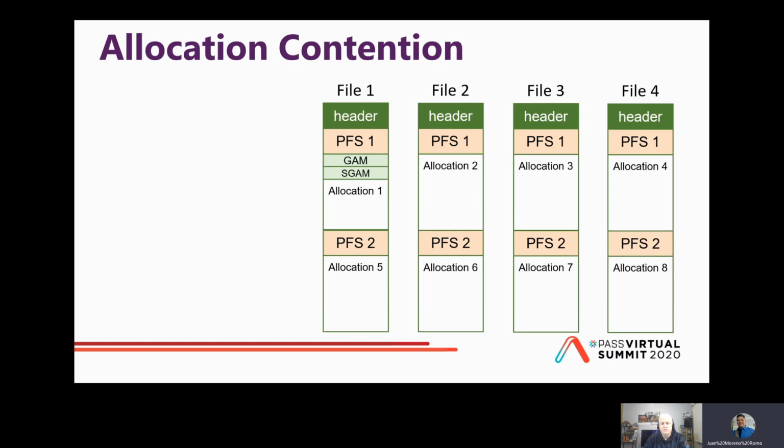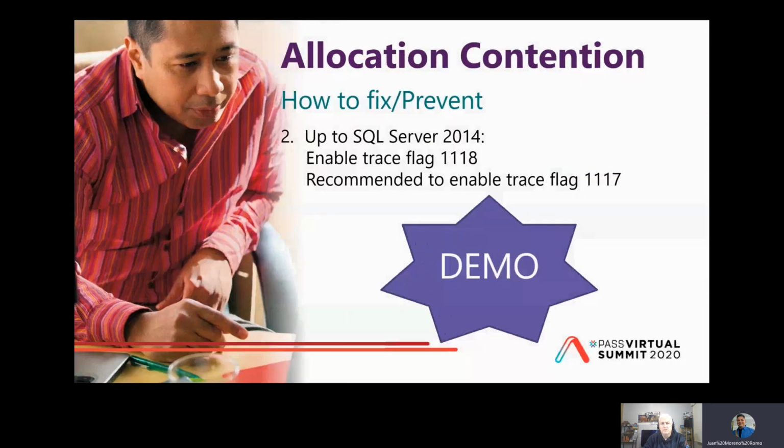Okay. When we see that kind of allocation contention, what we need to do is to enable the trace flag 1118. So these trace flags modify the way we allocate the objects. To better explain how trace flag 1118 works, let me explain first how we use the SGAM page, the shared global allocation map page, on SQL Server. SGAM pages are used to track if an extent is mixed or not. But most probably, now you are wondering what an extent is. Let me explain in a few words what an extent is.